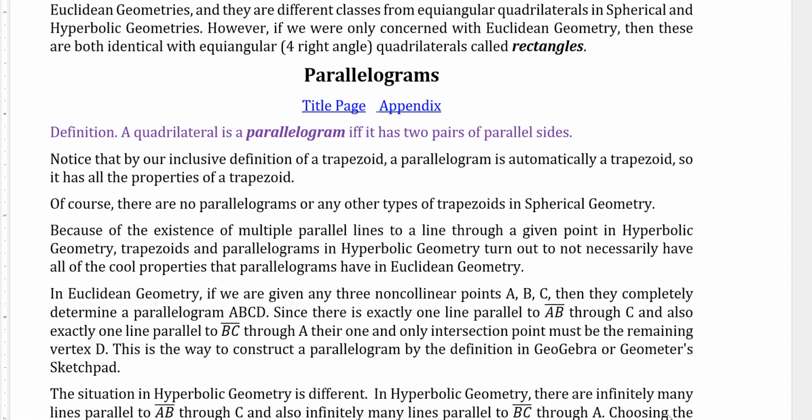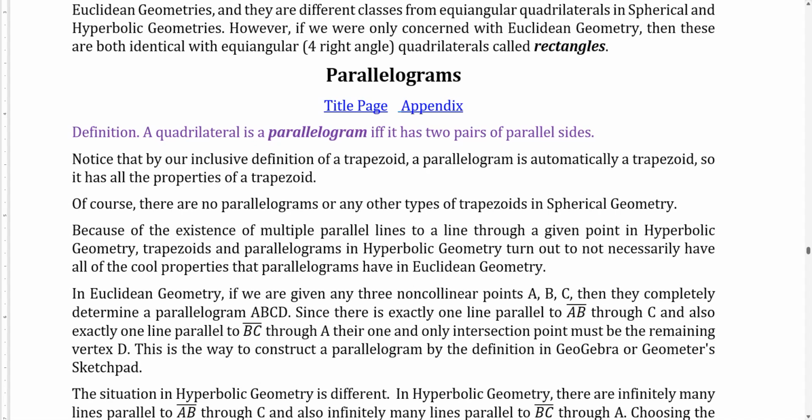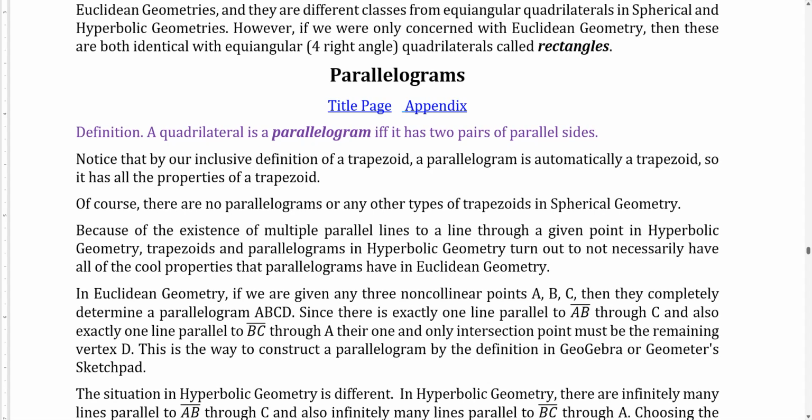So by definition, a quadrilateral is a parallelogram if and only if it has two pairs of parallel sides. By our inclusive definition, a trapezoid is a quadrilateral with at least one pair of parallel sides. A parallelogram is automatically a trapezoid, so of course it has all of the properties of a trapezoid. Of course, no parallelograms or any other types of trapezoids exist in spherical geometry.